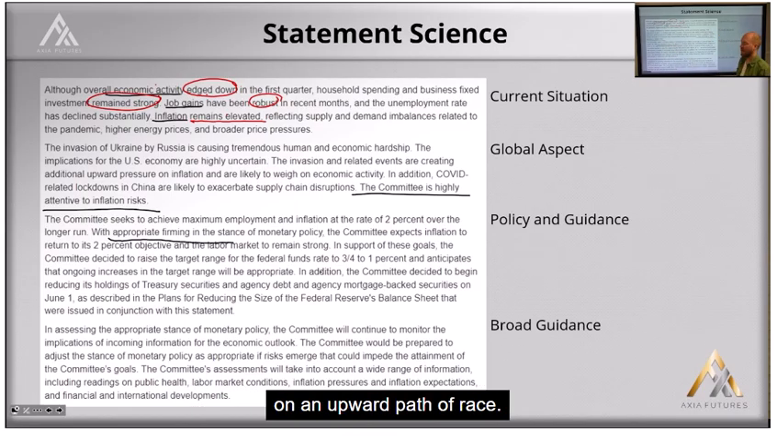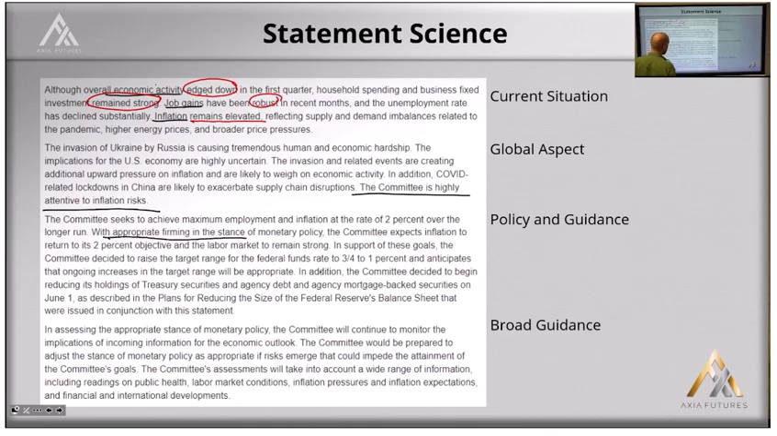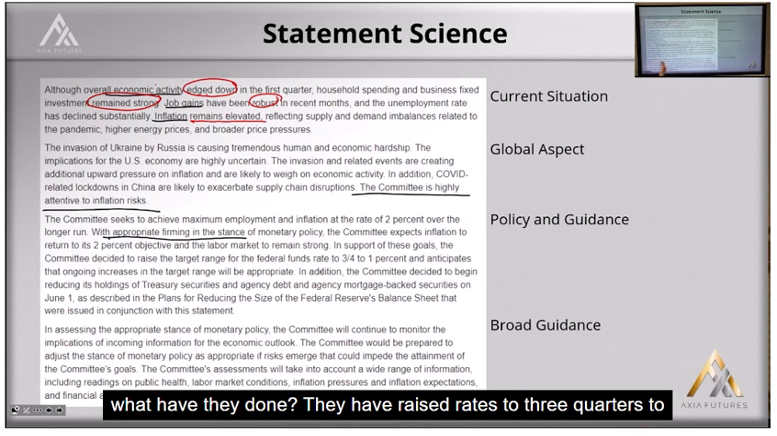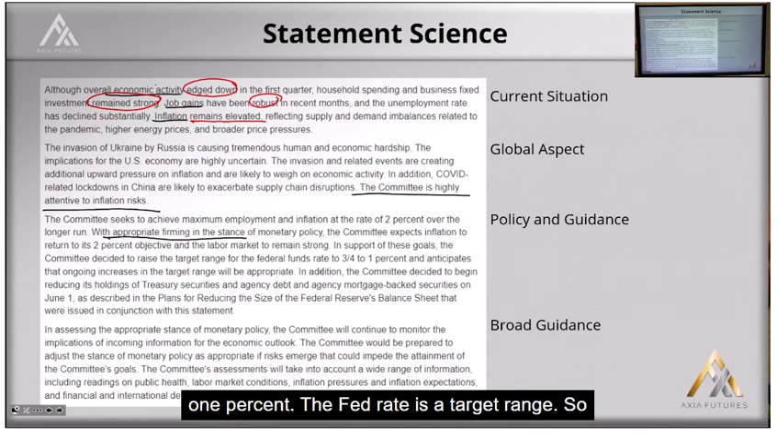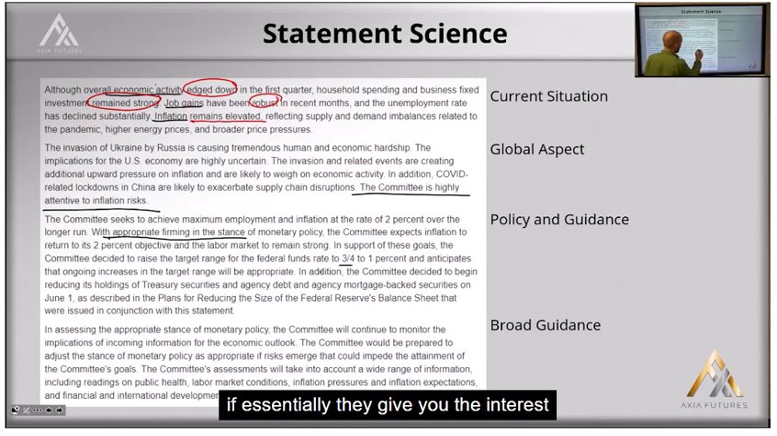We are on an upward path of rates. So, that's the take from that. In support of these goals, they decided to raise rates. So what have they done? They have raised rates to 0.75% to 1%. The Fed rate is a target range. So essentially they give you the interest on reserves and the repo rate in one.